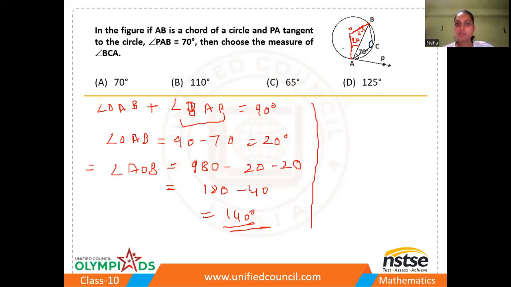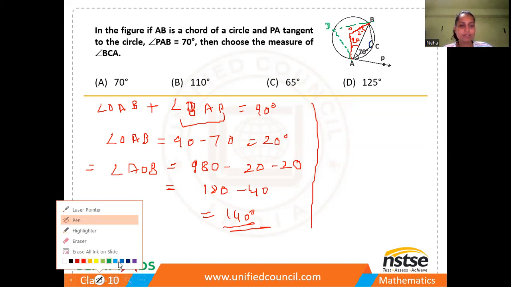So let me draw a point D on the circumference of the circle, and I can join the point D with the point A and point B here. Right? So again angle ADB, I can find out.